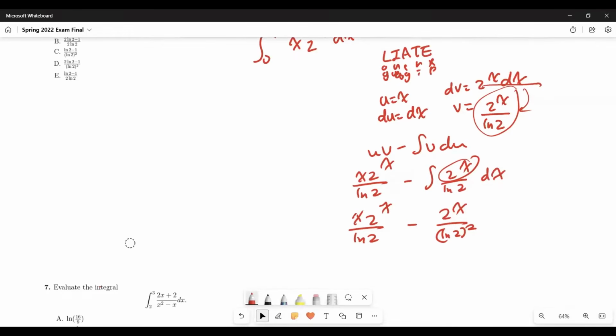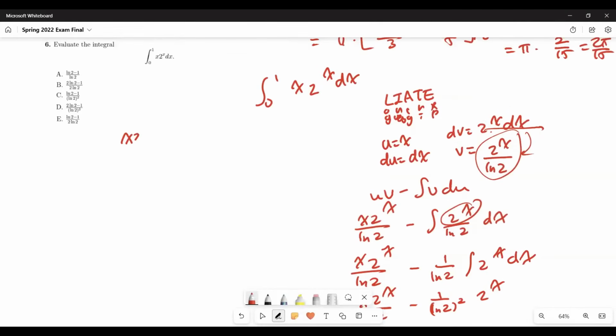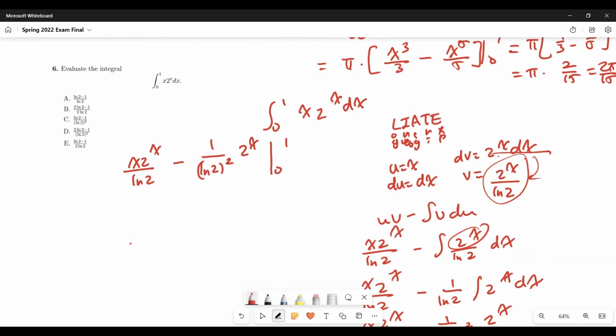Yep, uv minus integral of v du. Anyways, uv minus integral of v du, and the uv is x times 2 to the x over ln 2, minus the integral of 2 to the x over ln 2 dx. Now we have to actually integrate this, right? So this is going to be x times 2 to the x over ln 2 minus 2 to the x over ln 2 squared, because the integral of 2 to the x dx is 2 to the x over ln 2. So it's going to be 2 to the x over ln 2 squared, which I can just show to you. So minus 1 over ln 2 times the integral of 2 to the x dx. And we know from here the integral of 2 to the x dx is 2 to the x over ln 2, so x times 2 to the x over ln 2 minus 1 over ln 2 squared times 2 to the x. Integrating from 0 to 1. So this is going to be 2 over ln 2 minus 2 over ln 2 squared, minus 0 plus 2 to the 0 over ln 2 squared.